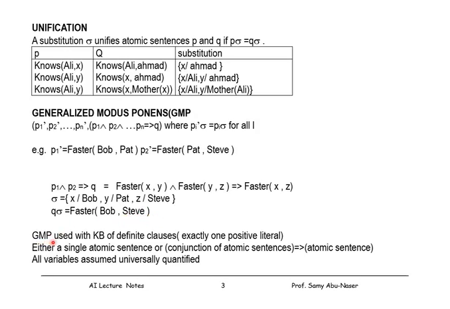Generalized modus ponens is used with a KB of definite clauses, with exactly one positive literal: either a single atomic sentence or a conjunction of atomic sentences that implies an atomic sentence. All variables are assumed universally quantified.